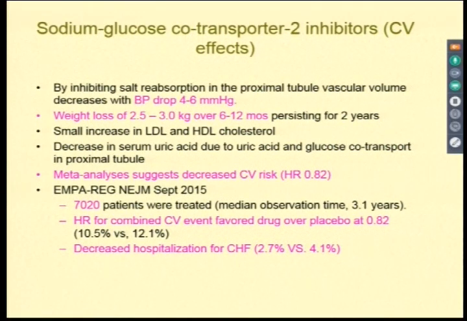So what about the cardiovascular effects? Well, by inhibiting salt reabsorption, blood pressure will drop. There's weight loss of not a lot, but 2 to 3 kilograms over 6 to 12 months, and it seems to persist for 2 years. There are small increases in LDL, but also HDL cholesterol, and decreased uric acid. There's data from meta-analysis showing that cardiovascular risk is reduced with a hazard ratio of 0.82, somewhat better than for the LEADER studies. The big EMPA-REG study was about 7,000 people, and that was published a little more than a year ago. It did show decreased hospitalization for CHF and favorable cardiovascular effects. So this turned out to be about the same as the meta-analysis.